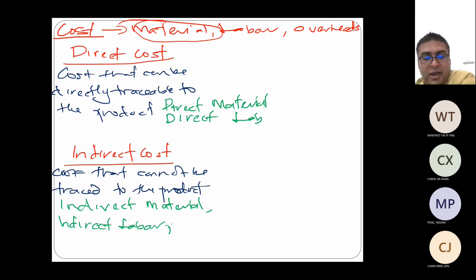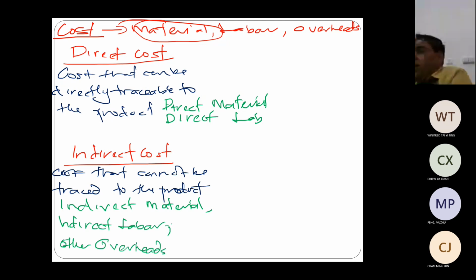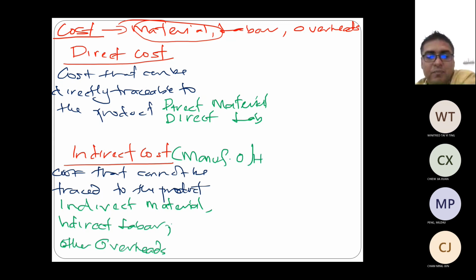And apart from that, we also have other overheads. Now, what is this word overhead? Overheads are basically all your indirect costs, manufacturing overhead. MOH stands for manufacturing overhead. Manufacturing overheads are all indirect cost. So what goes under manufacturing overhead? Indirect material, indirect labor, factory rental, factory utilities, factory insurance, factory maintenance, factory non-current asset depreciation, factory supplies expense.